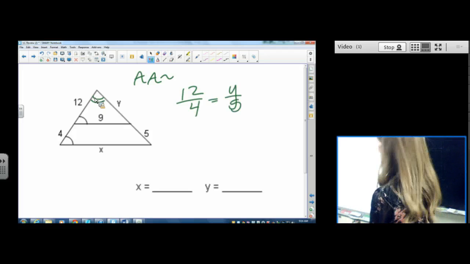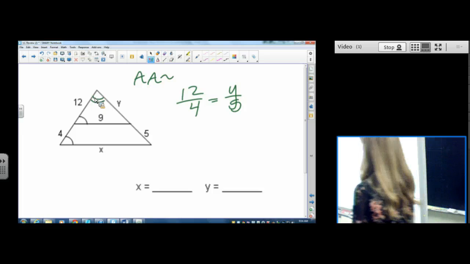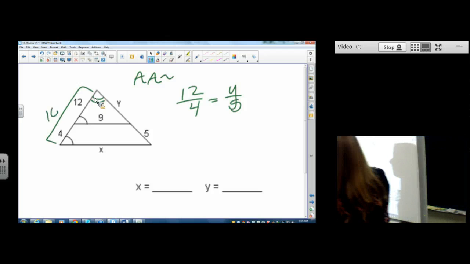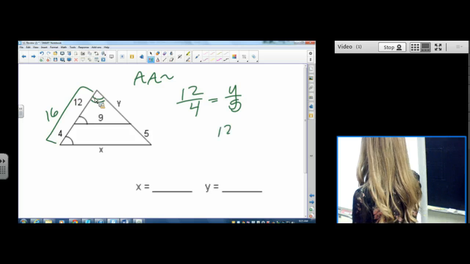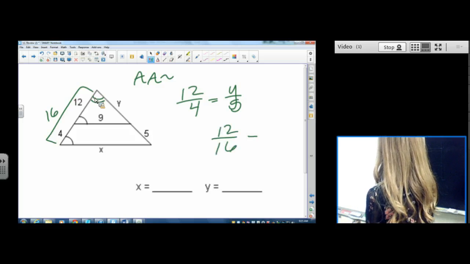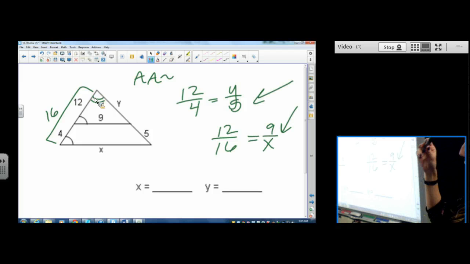To find x, you cannot do 12 is to 4 as 9 is to x. You cannot. So to find x, you would need to add these together. That would be 16. So you would say 12 is to 16 as 9 is to x. There's a difference between these two. And the difference is if you're going to do whole over part, you better do whole over part on the other side.